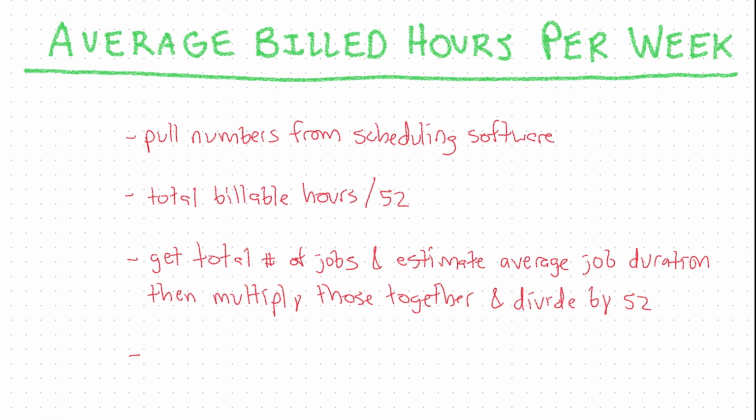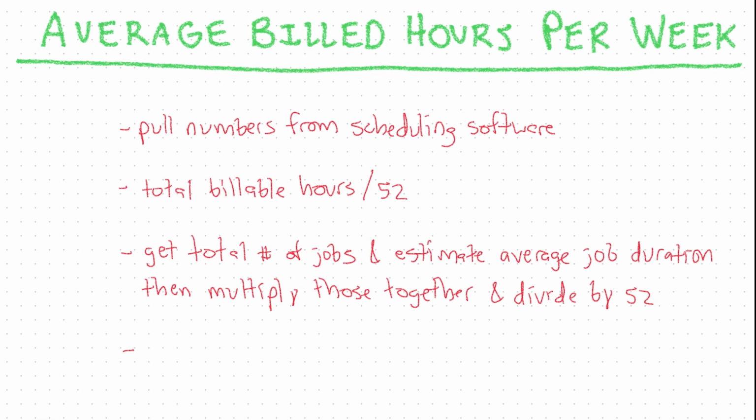Now you should be able to pull this from a report in your scheduling software, and you want to get your total billable hours for the last 12 months, and then divide by 52 to put it into weeks. Now if you don't have a report that you can pull those numbers from, just estimate roughly how many jobs you did for the last 12 months, and then estimate the average job duration, which for a handyman I'd say is typically around 2 hours. Then multiply those together and divide by 52.